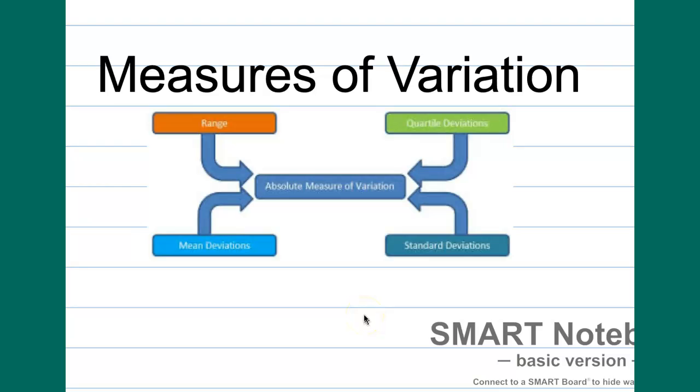Hi everyone, we're now working on measures of variation. This is another statistical tool that we could use. For measures of variation, we have to find the range, quartile deviations, absolute mean deviation, and standard deviation. But for this lesson, we're just going to be focusing on range and the quartiles. We'll talk about absolute mean deviation next time. All right, so let's move on.